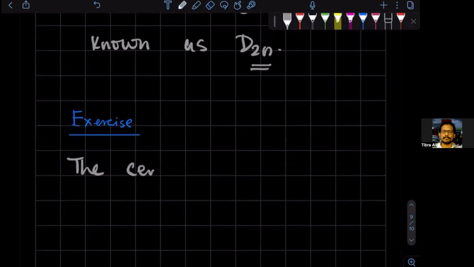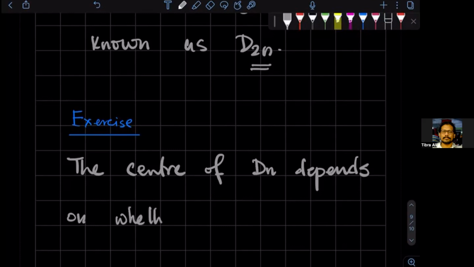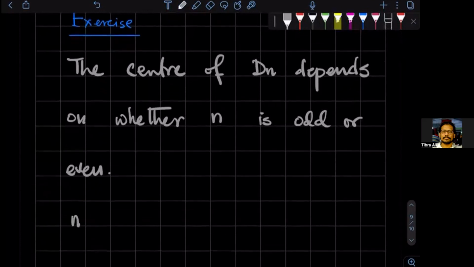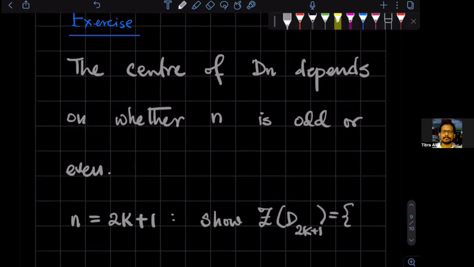Okay, the center of Dn depends on whether n is odd or even. So if n is odd, then we can say n is, say, 2k plus 1, where k is a positive integer. Then show that the center of D of 2k plus 1 is just the identity.